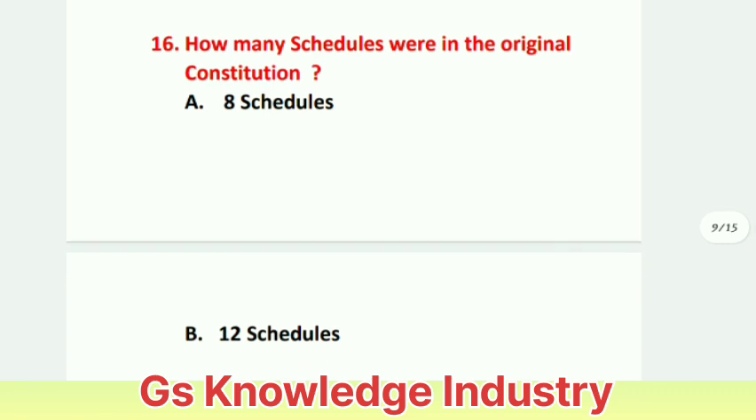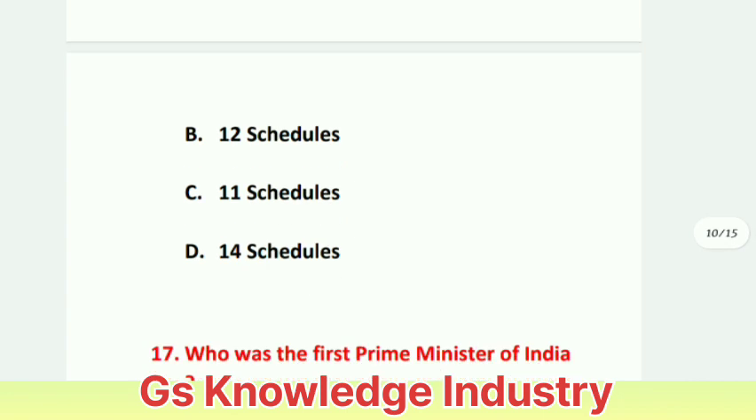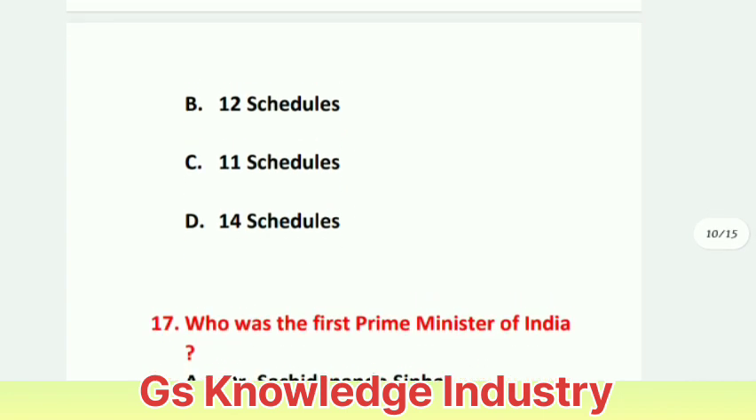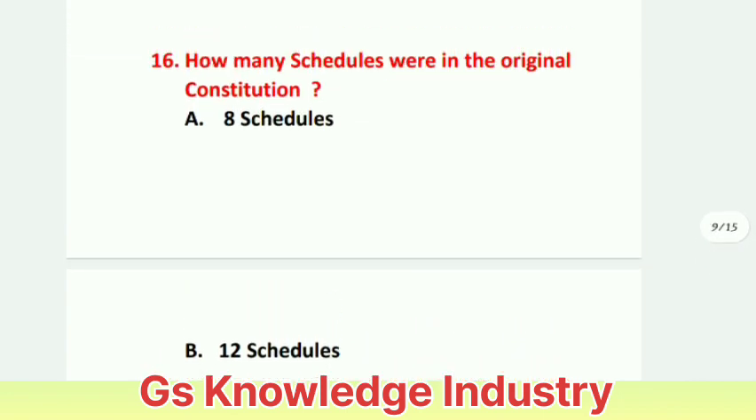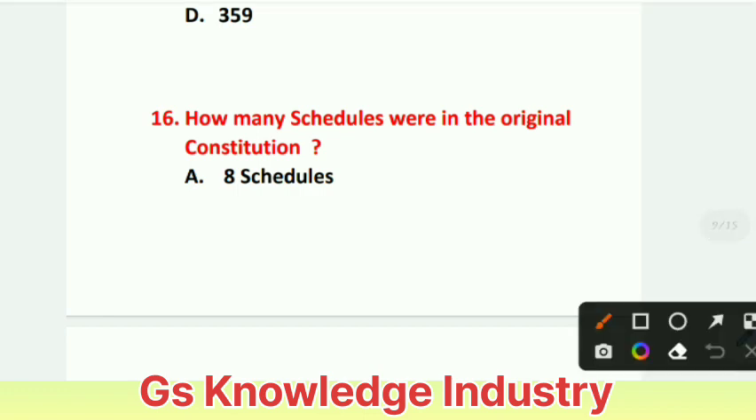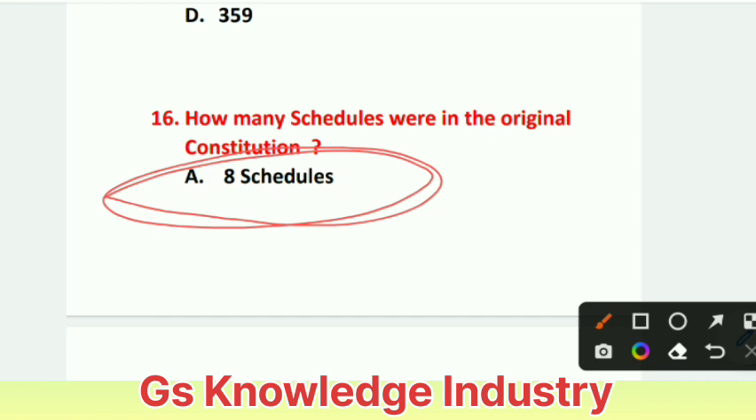16 number question. How many schedules were in the original constitution? Option A, 8 schedules. Option B, 12 schedules. Option C, 11 schedules. Option D, 14 schedules. Here the right answer is option A. How many schedules were in the original constitution? 8 schedules.